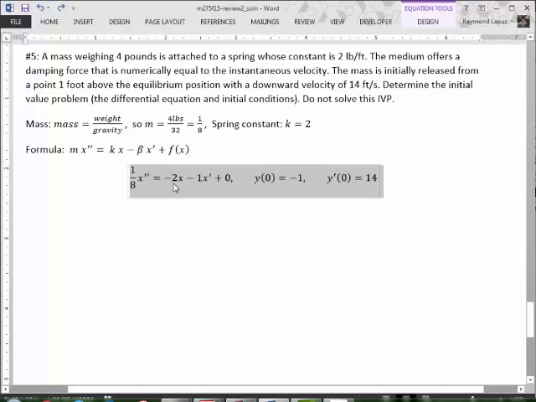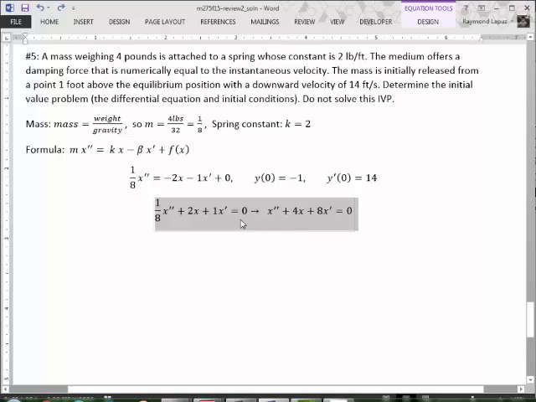So we have mass is 1/8 slug. x double prime is equal to negative 2x, the 2 is our spring constant, and then our damping force is just going to be minus x prime. We have no external force, so let's call that 0. So our initial position is -1, we're a foot above the equilibrium, and our initial velocity is 14 feet per second.